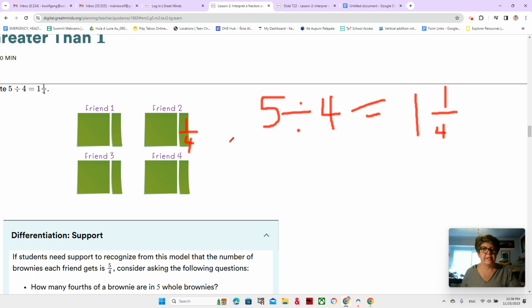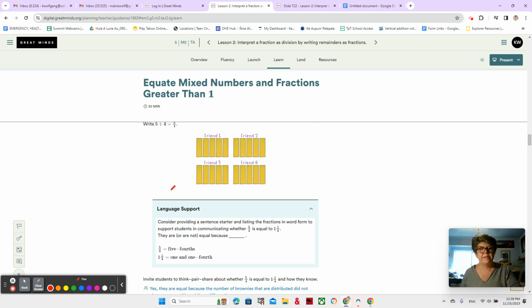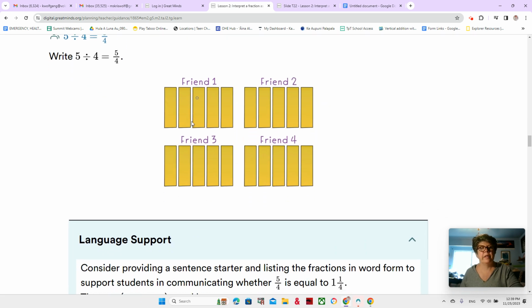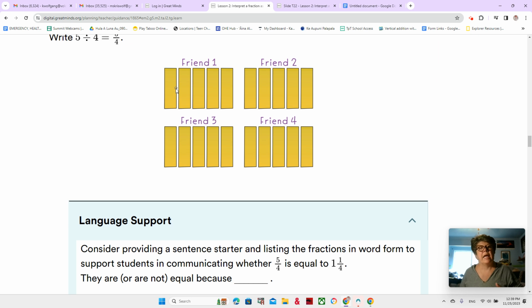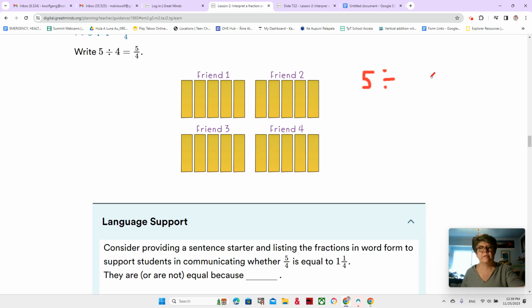Now there is another way to do it, like there usually is more than one way to do it. What about this way? Maybe you thought about doing it this way, where you cut up all the brownies and each friend is getting 1, 2, 3, 4, 5 fourths. 5 divided by 4, yep, it's over there too, equals 5 fourths. Yes? Okay. Is that all right too? Well, yes, that is all right too.